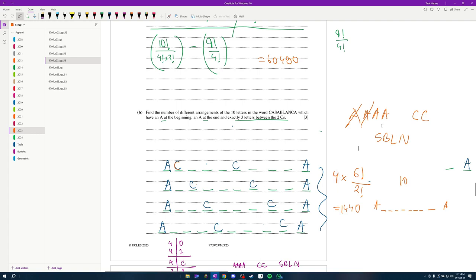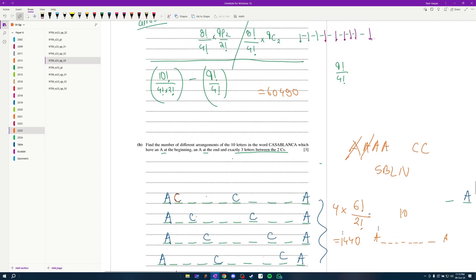And how many letters do we have in the middle? We have 2 extra A's and S, B, L, N, so that's 6 letters. For that we have 6 factorial, and for the 2 A repetitions we're going to divide by 2 factorial. So that's that. We're getting 1440, okay? That's it.